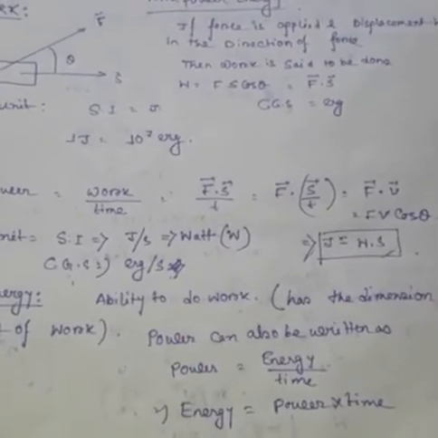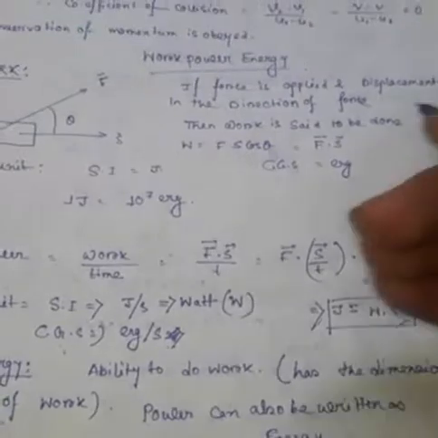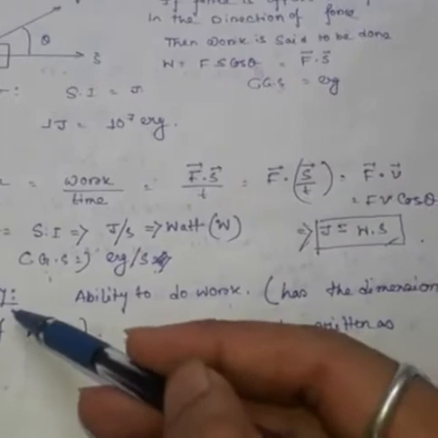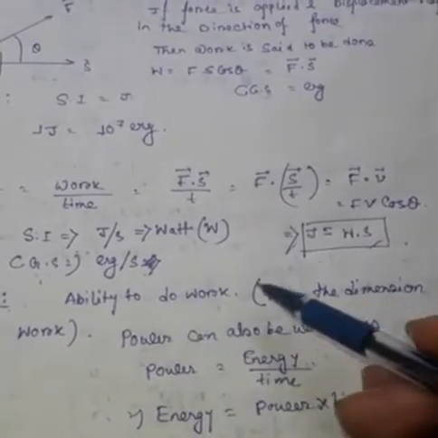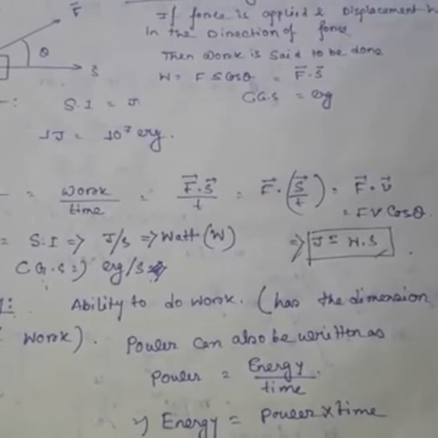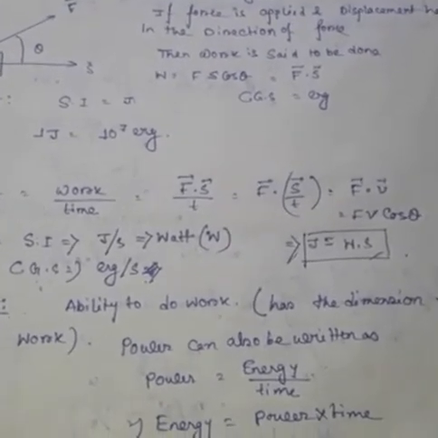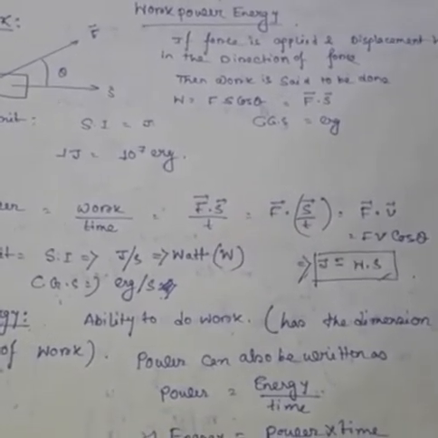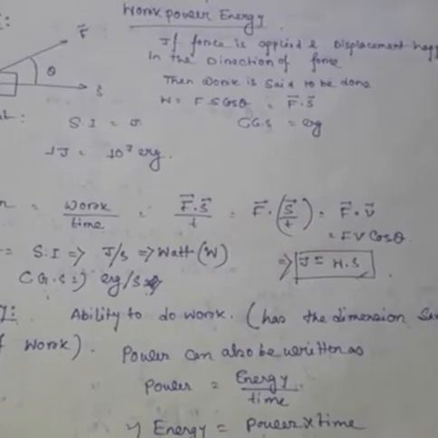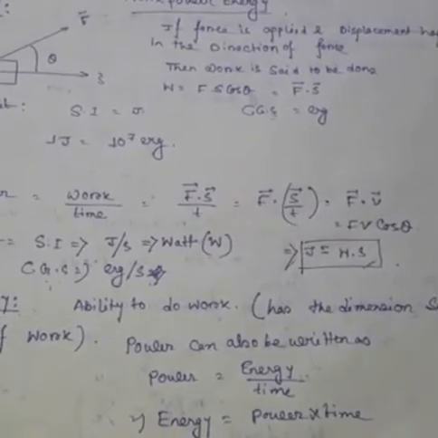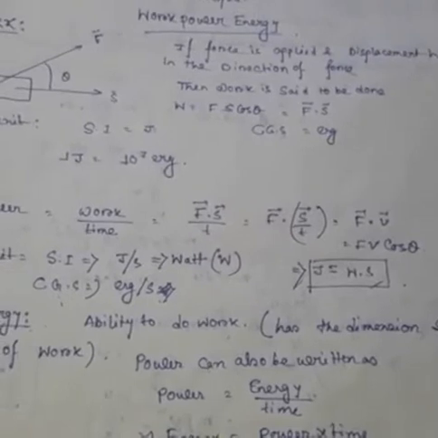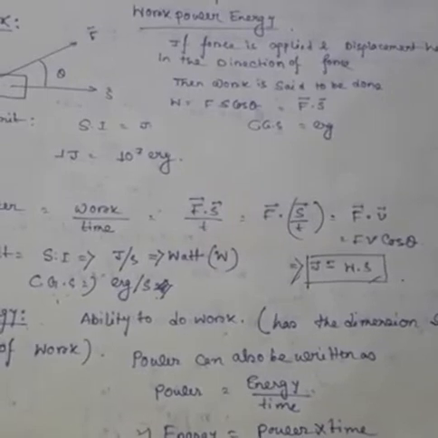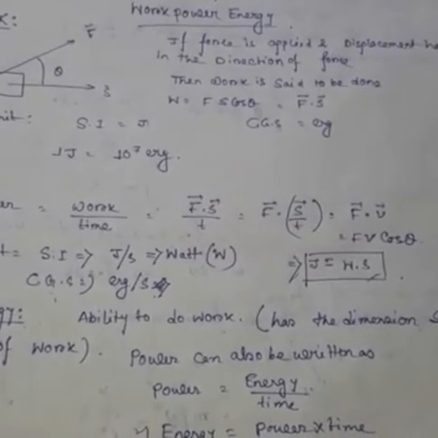Okay, so another term related to this chapter, as you can see, work, power, and the third term is energy. Now what is energy? Energy is the ability to do work. That means it must have the same dimension as work. So more or less these two terms are the same, though they sound different, because without having any kind of energy we can't do work. So work and energy are synonymous.